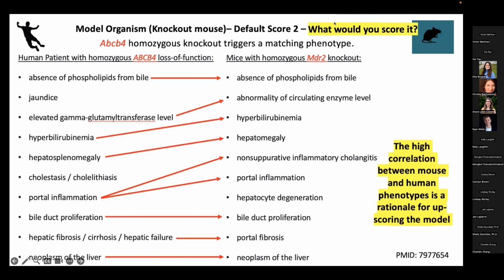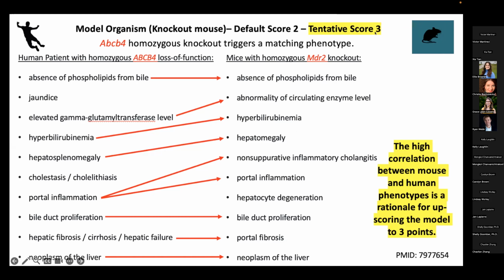You can see here in yellow, we wrote that the high correlation between the mouse and the human was considered a rationale for upscoring here. So we're going to go above 2. Laura's saying 3. Thank you for voting. 3.5, 2.5. I think you all are in the right ballpark.